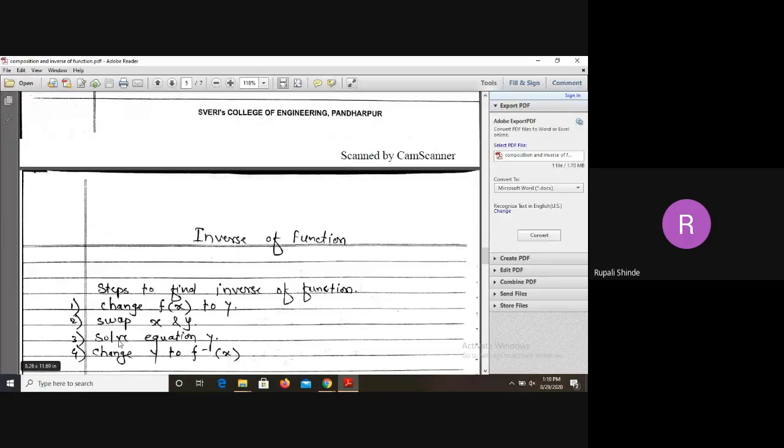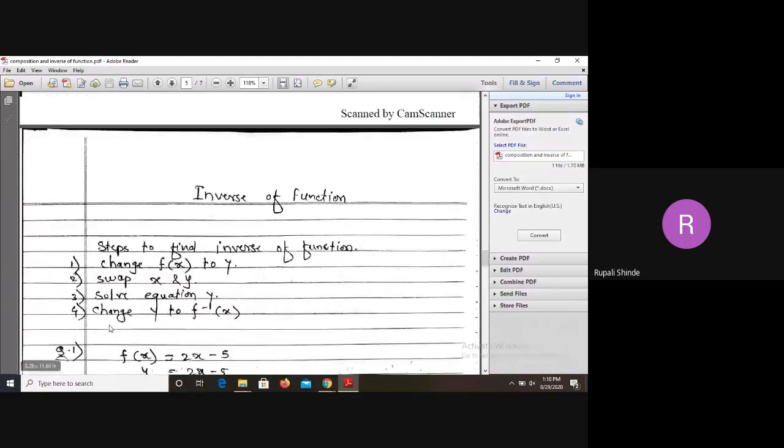Wherever we have written x, we have to replace that x by y and y by x. That is called swapping of x and y. Then third one, solve the equation for y. Whatever equation we have obtained for y, we have to solve it. And finally, we have to change y to f inverse of x. So these are four different steps to find inverse of any function. Based on this, they asked a question last year: find the inverse of following functions. Two functions were given and that question was for 8 marks. So likewise you have to solve.